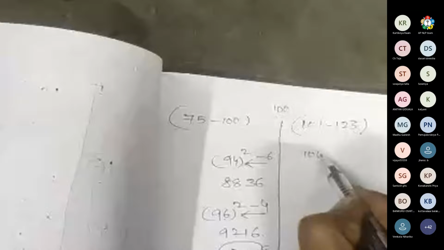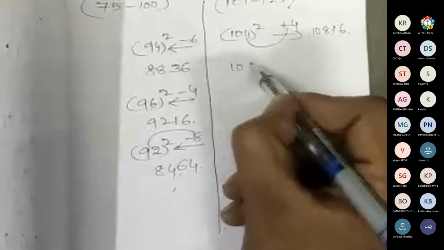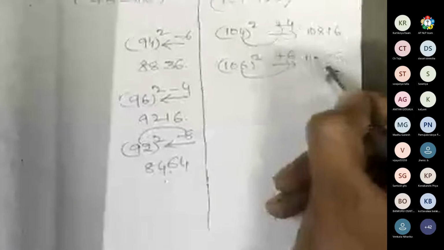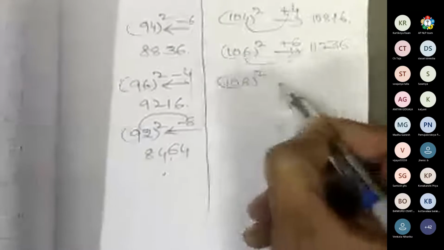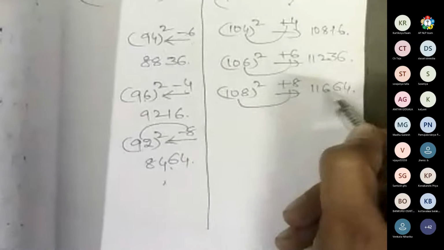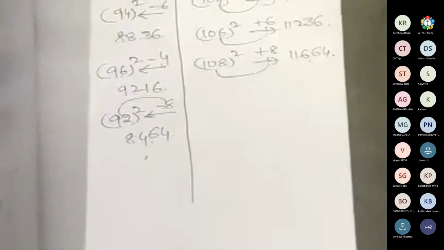For example, if you take 104 whole square. For 100, it is 4 more. 4 square is 16. 104 plus 4 is 108. 10816. 106 whole square is given. For 100, it is 6 more. 6 square is 36. 106 plus 6 is 112. 11236. 108 whole square. For 100, how much more? 8 more. 8 square is 64. 108 plus 8 is 116. 11664. Right?